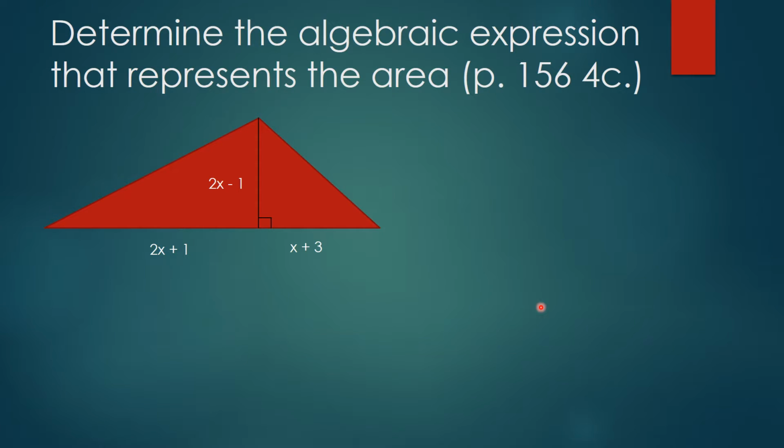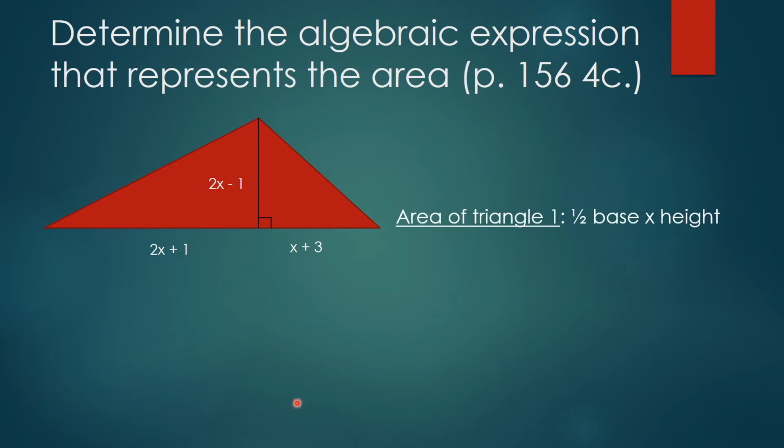Finally, the last question in the homework on page 156, 4C, we had this one. Determine the algebraic expression that represents the area. So again, we can use the formula for the area of a triangle, and you have two triangles here. If you find the area of one triangle and the area of the other, you sum them up, that's the area of both triangles.